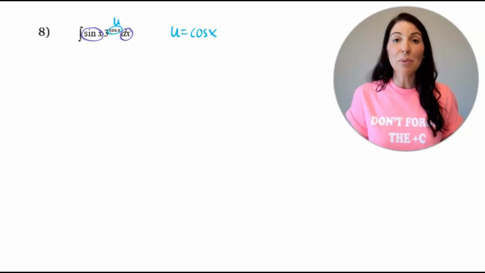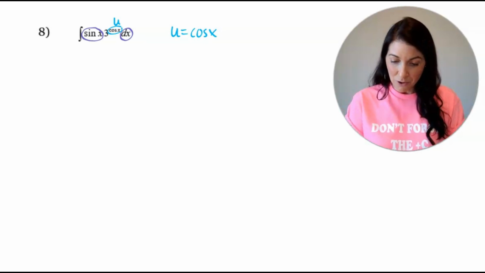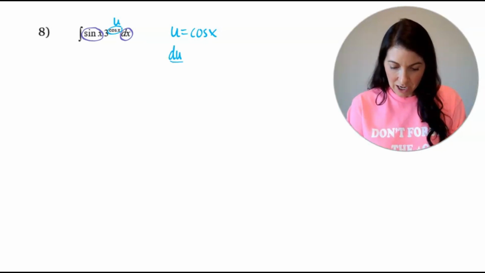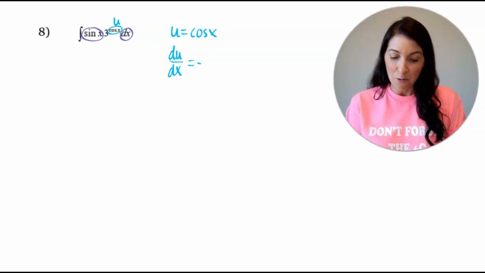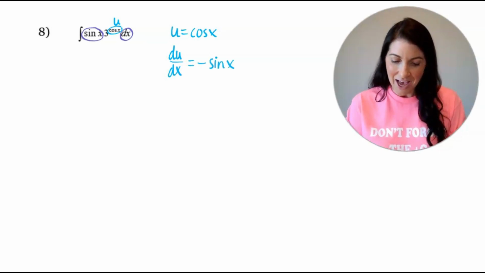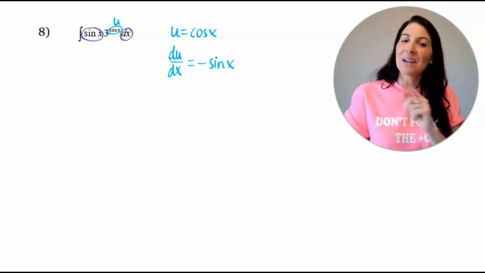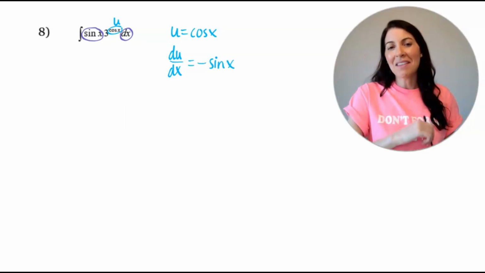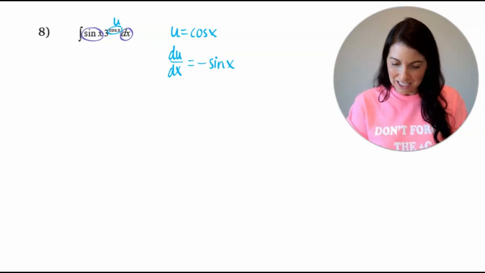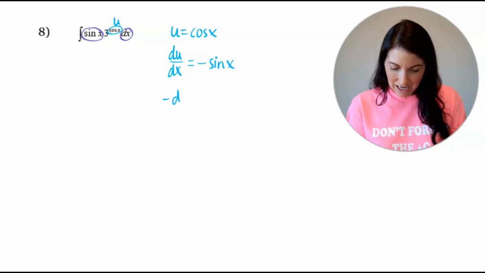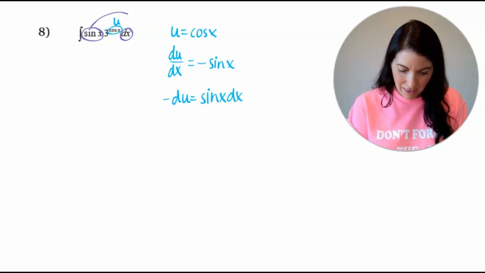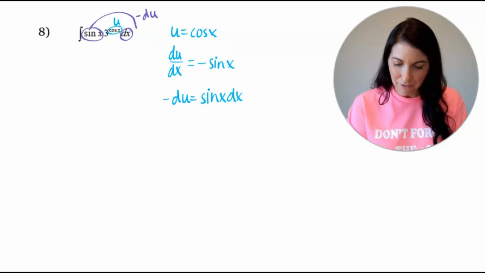And the only way I can replace that is if I take the derivative of u with respect to x. So over here, the derivative of u with respect to x is going to be the derivative of cosine, which is negative sine of x. Well, what I circled in purple is a positive sine of x dx, but I can quickly get that if I just divide by the -1 and multiply over the dx. So I would have negative du equals sine of x dx, and I can replace the sine x dx with negative du.